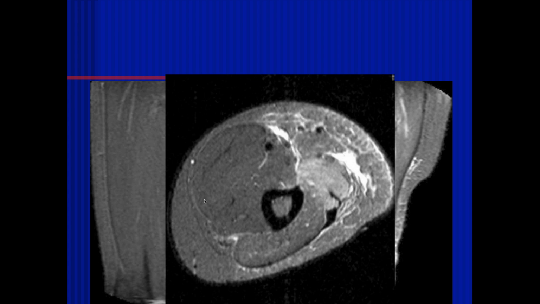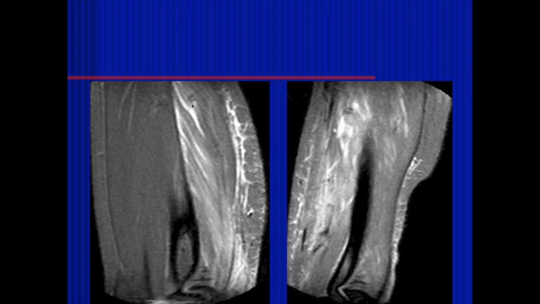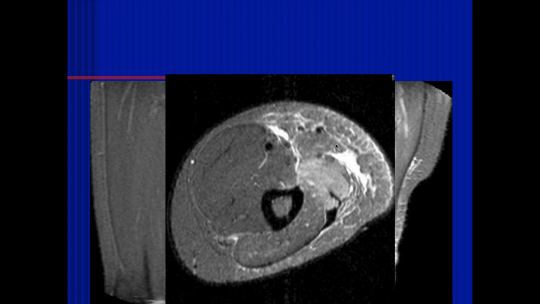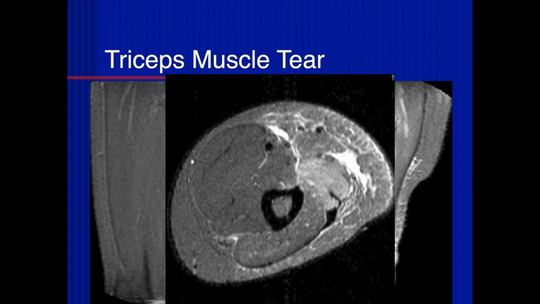Right. So this would be a grade 1 because you don't see fluid collection. This is just feathery, like you said. There is a little fluid collection, but it's in the subcutaneous tissues, not in the muscles. So this would be a grade 1 tear of the muscles.